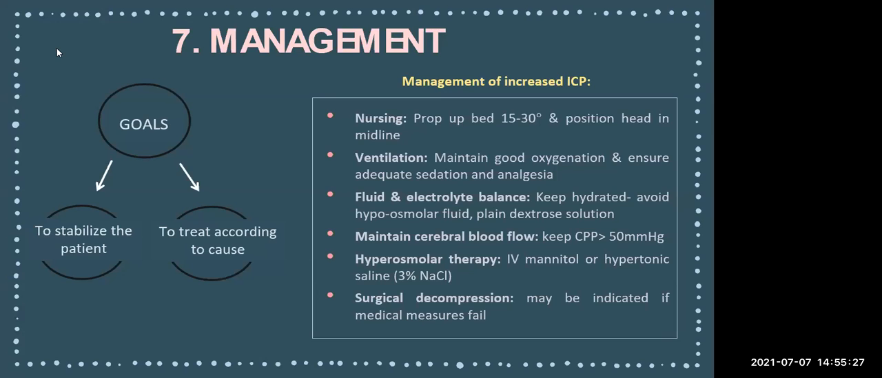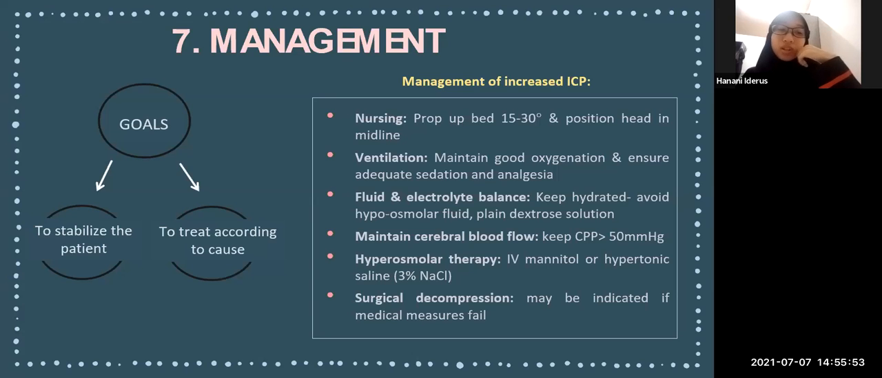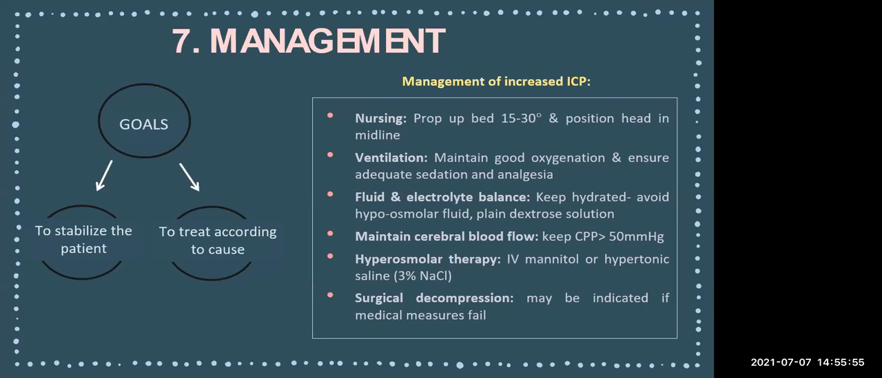So because the aim is we want to reduce the ICP. Okay? The aim is we want to reduce the ICP. So how to reduce the ICP? One, you can use hyperosmolar therapy to reduce the edema. Besides that, what can you do to maintain the CPP? What is CPP? CPP is cerebral perfusion pressure. So you want to maintain the cerebral perfusion at more than 50. You want to maintain the perfusion.